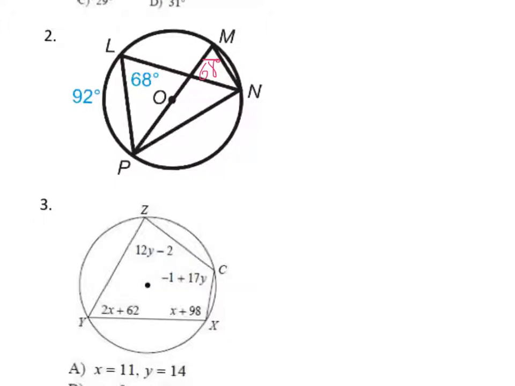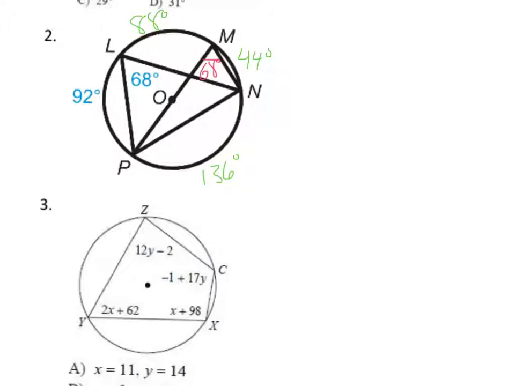Over here, arc NP has to be double its angle. So 68 times 2 gives us 136 degrees. Now, another thing you can notice here is we have a diameter. Since we have a diameter, it cuts this into 2 semicircles. So you can get these 2 arcs by subtracting from 180 degrees. We see this has to be 180, and since that one's 92, this one's got to be 88. And over here, this whole thing's 180, this one's 136, so subtract it, and you get 44 degrees.